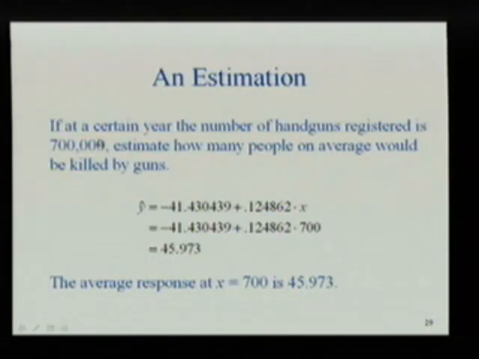just using the same data, if for one year the number of handgun registers is 700,000, right? Those data for number of handgun registration is in thousands, right? So for a certain year, number of handgun registers is 700,000. You want to estimate on average how many people will be killed by handguns. Just plug in 700 for x using that equation. The result is 45.9, about 46. Okay? So you can predict on average how many people will be killed at different levels of handgun registration.